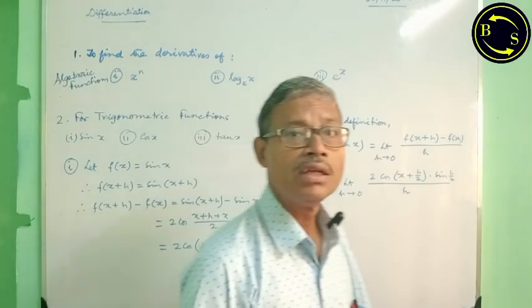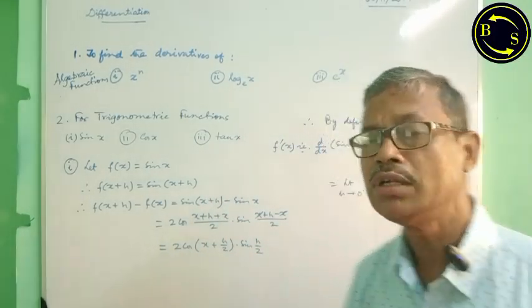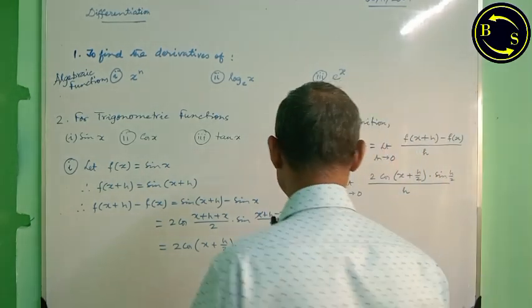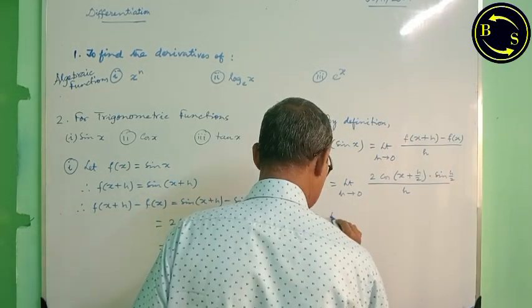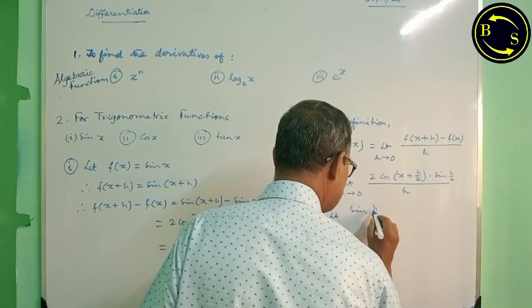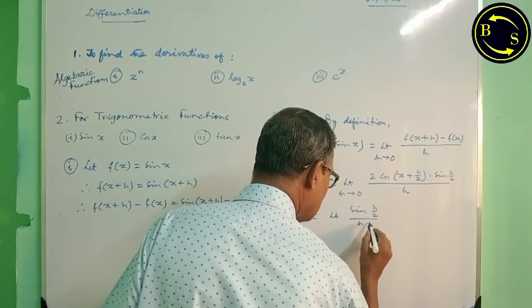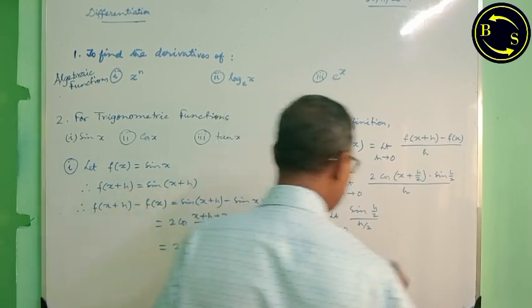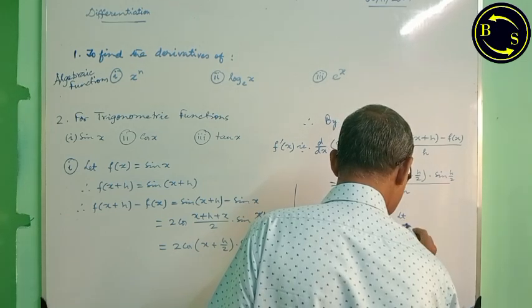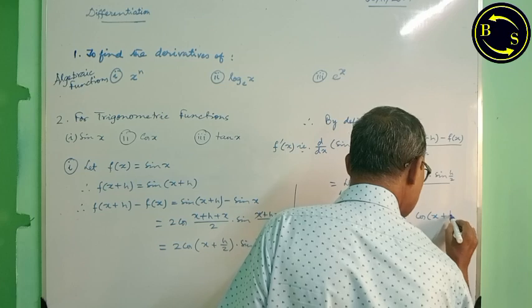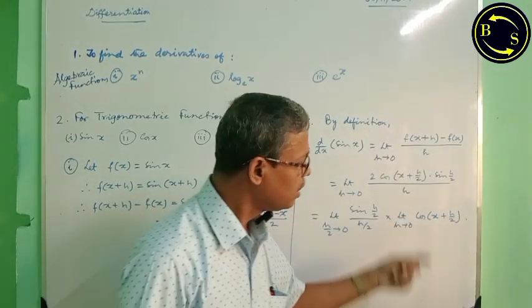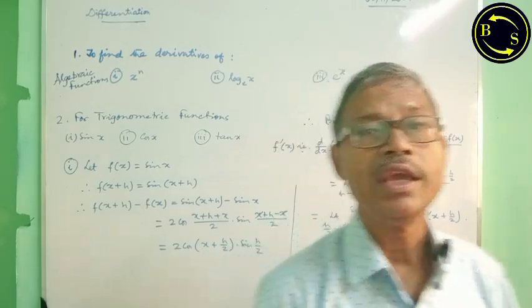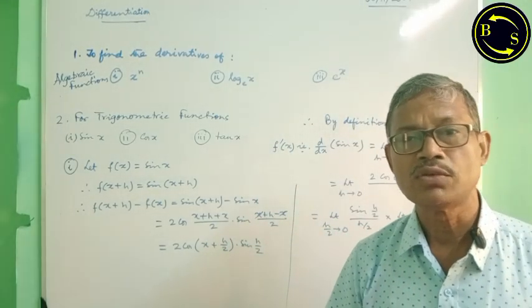Now we have the standard limit, limit x tends to 0, sin x by x, that is equal to 1. Here we are getting sine form, but the angle is h by 2. To get the standard form, we rewrite this like this, limit, I write first sin(h/2)/(h/2). Now these 2 can be taken at the denominator of the denominator, and h tends to 0, therefore h by 2 tends to 0, into limit h tends to 0 cos of x + h/2. I have applied the theorem or rule of limit x tends to a f(x)g(x) is equal to limit x tends to a f(x) into limit x tends to a g(x).